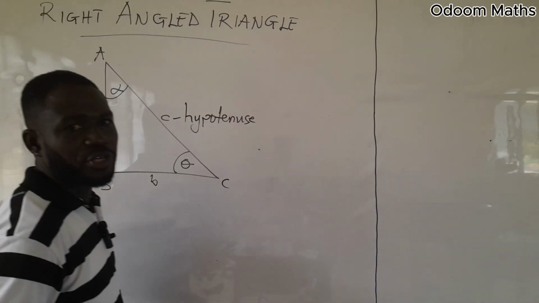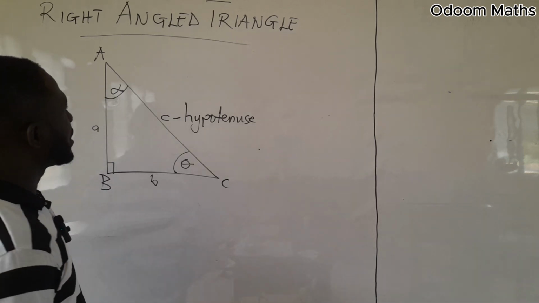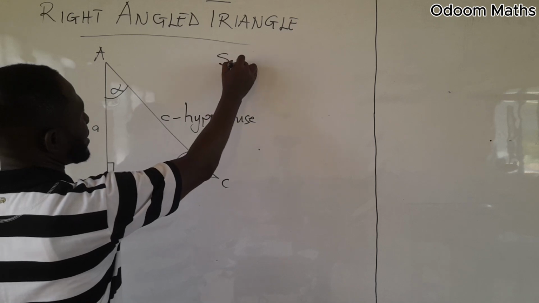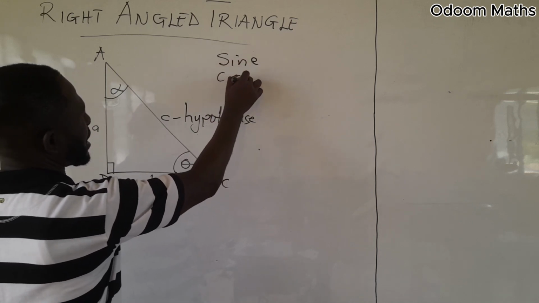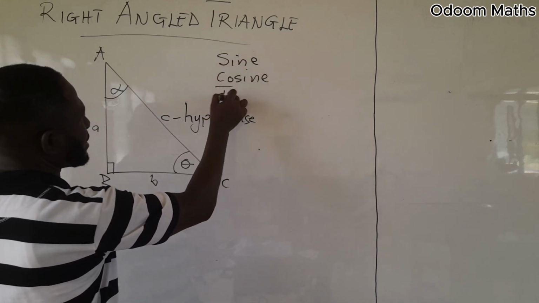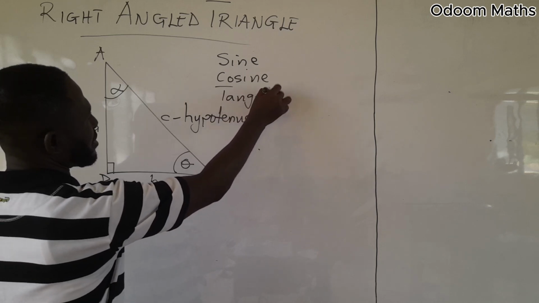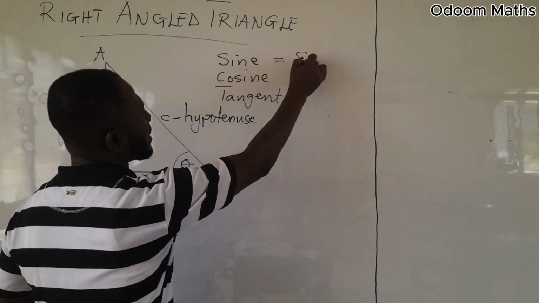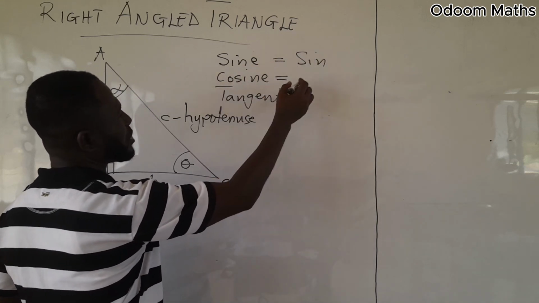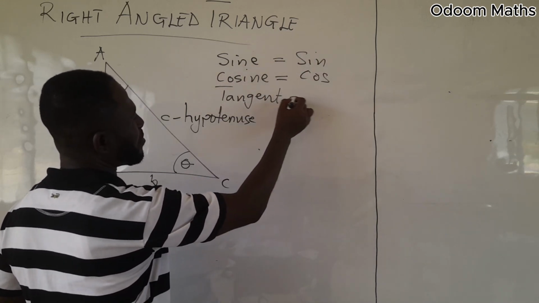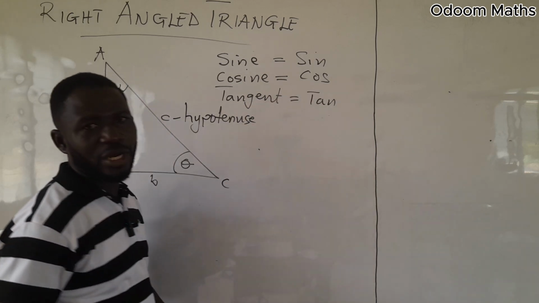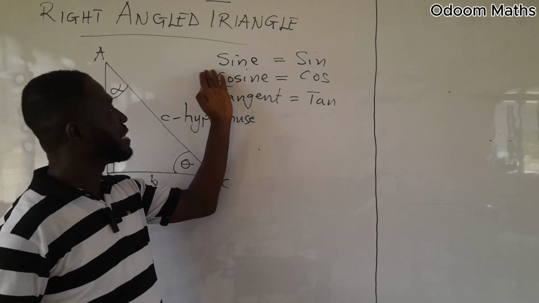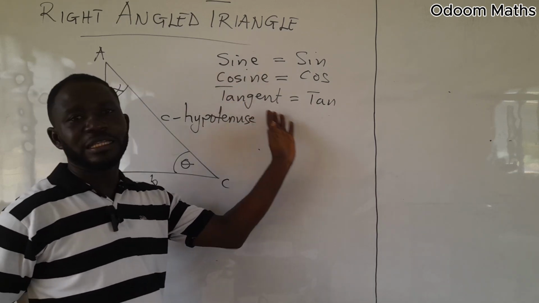Now let's talk about the trig ratios. They are mainly sine, cosine, and tangent. The short form of sine is sin, S-I-N. The short form of cosine is cos. The short form of tangent is tan. So as we move along, I'll be using sin, cos, and tan to mean sine, cosine, and tangent.